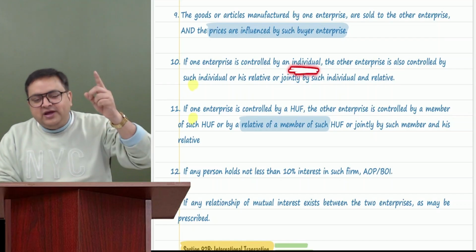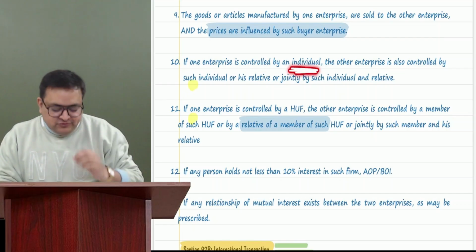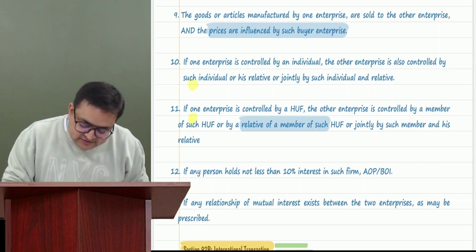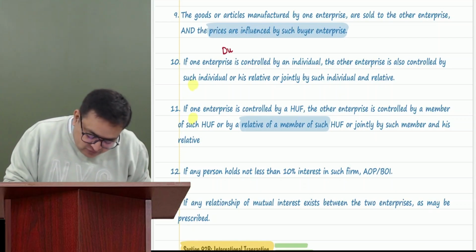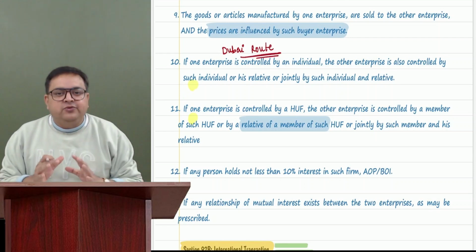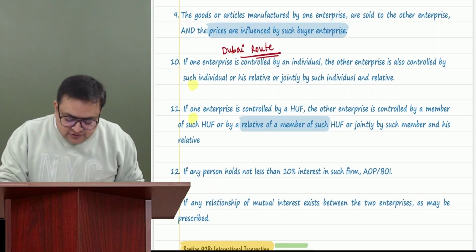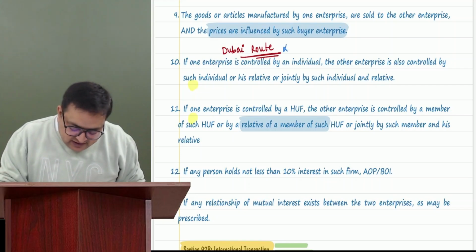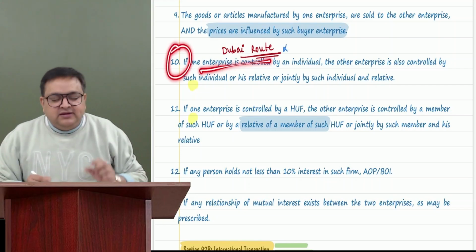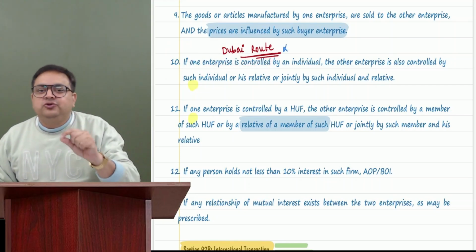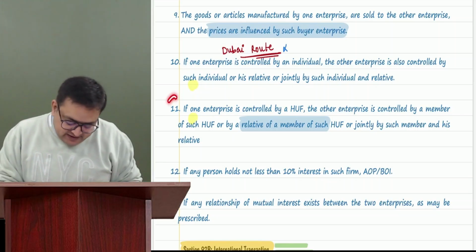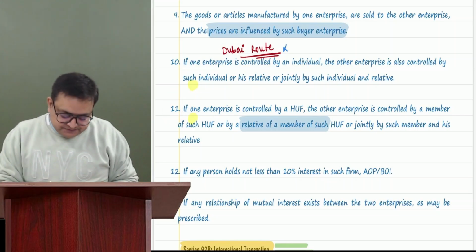This was not in UK law, but it was in Indian law. So actually, there used to be a famous Dubai route. People were using this route. They were actually manipulating the taxes by following the Dubai route. So they wanted to break this Dubai route. By inserting this point in transfer pricing, they have actually broken the Dubai route. The same way, 10th and 11th are almost similar.